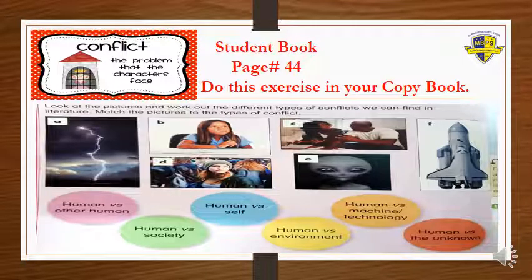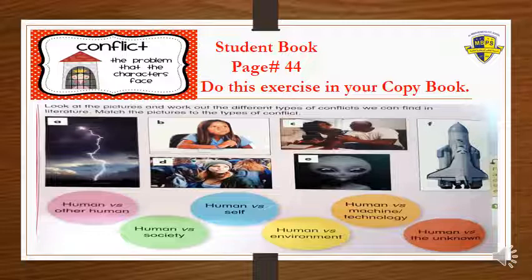Now students, in this slide you can see pictures of different conflicts, or you can say obstacles, that come in a story. Your work is to match each type of conflicts with their related pictures. Now all of you will take out your copybook. You will write the topic, Thinking Deeper, and the question which is written. Look at the pictures and work out the different types of conflicts we can find in literature. Match the picture to the types of conflict.